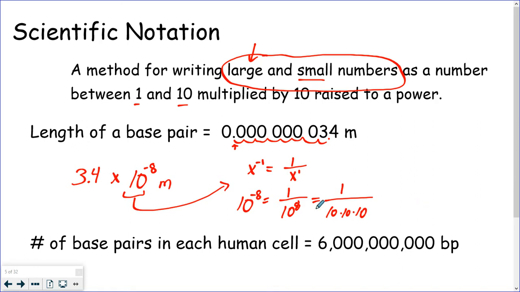I won't write them all out here, but 8 of those. 10 times 10 times 10, 8 times. So that's just saying divide by 10 8 times. That's what the negative 8 power means. If I divide by 10 once, 3.4 divided by 10 becomes 0.34. Divide by 10 again, it becomes 0.034. If I do that 8 times, we get our number back up here. That's why it's the negative 8 power.